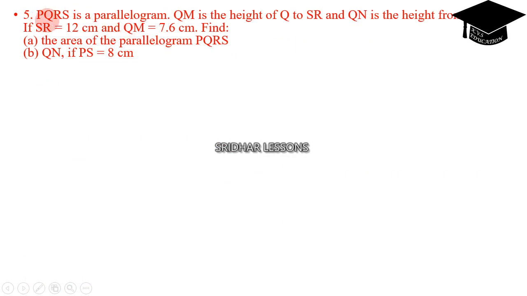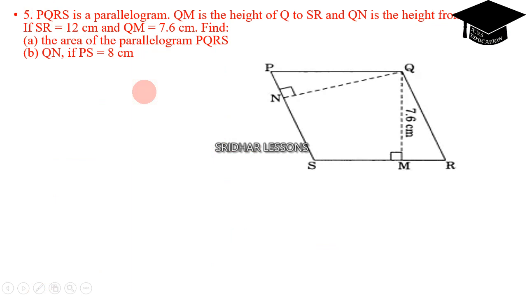Question number 5. PQRS is a parallelogram. Here QM is the height of Q on SR, and QN is the height from Q to PS. If the value of SR is equal to 12 centimeters and QM is equal to 7.6 centimeters, we have to find the area of the parallelogram PQRS.